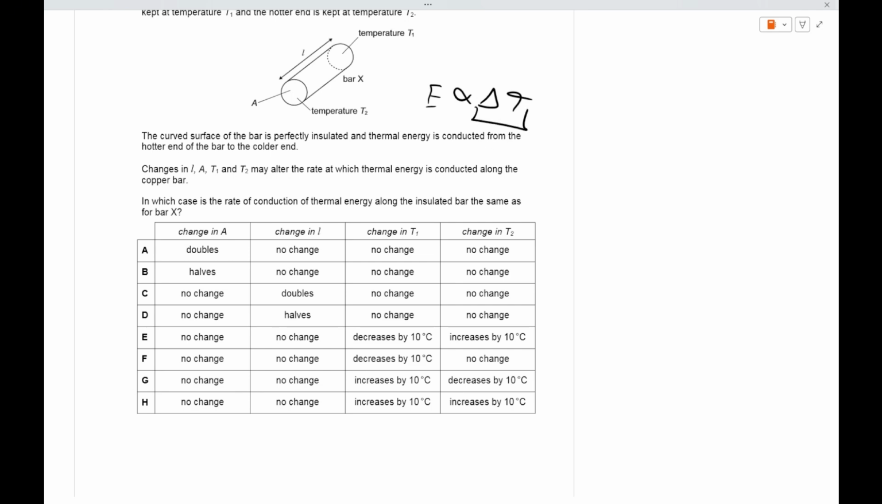What does that mean? For example, if we look at these options, see how here it decreases and here it increases. That means that the difference in temperatures between T1 and T2 actually increases. But for example, here it increases by 10, here it increases by 20 degrees. Here it increases by 20 again. But here you see that it increases for both of them. So both T1 and T2 increase by 10 degrees. That means that they're both hotter, but the difference between these two temperatures is the same. And since there is no change in A or L, it's going to be H.